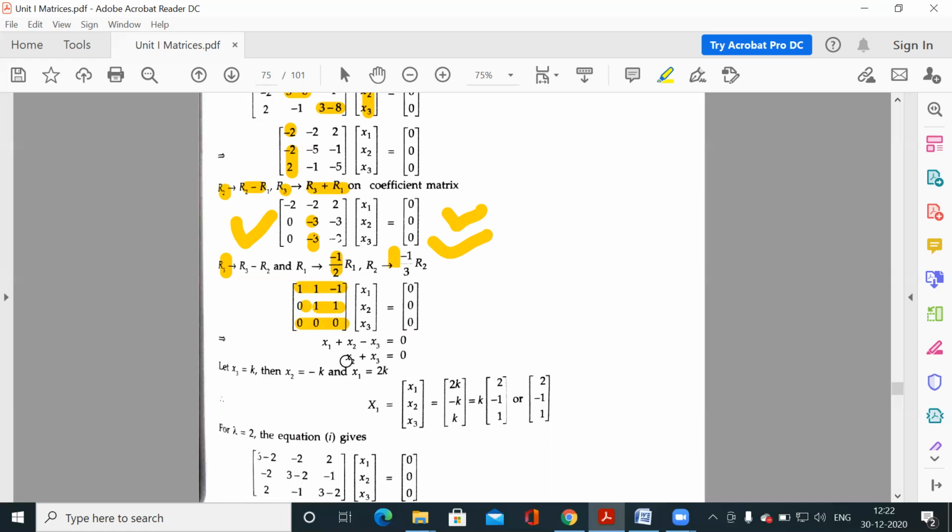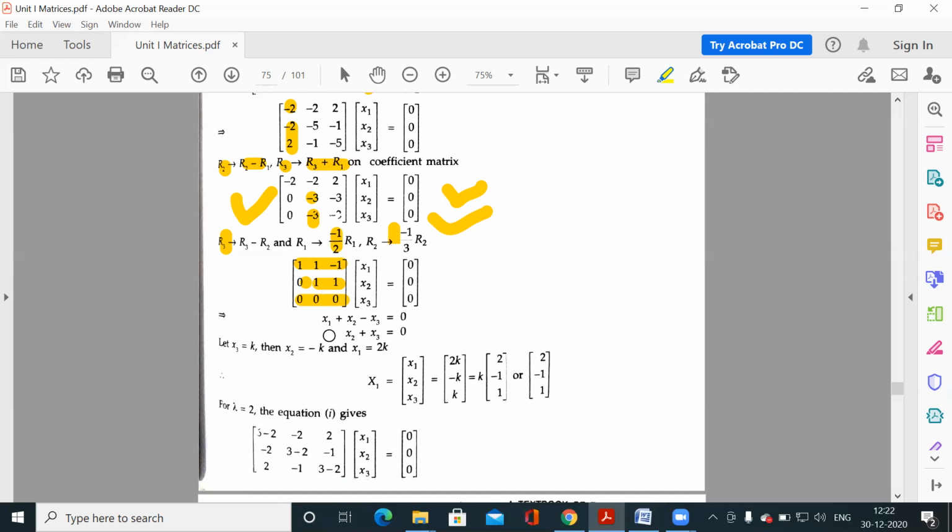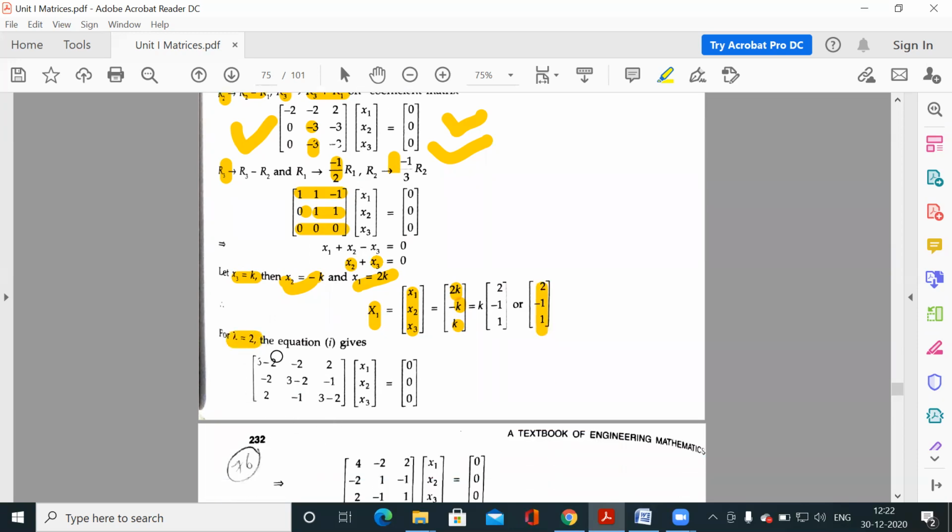So we have two equations: x1 plus x2 minus x3 is equal to 0, and the second equation is x2 plus x3 is equal to 0. Because now we have one independent variable, 3 variables and 2 rank. So one variable is independent, so you make either x2 independent or x3 independent. So suppose x3 is k, so x2 is minus k, and from the first equation x1 is 2k. So this is your first eigenvector: x1 2k, x2 minus k, x3 k. Now we have taken k as 1, so 2, minus 1, 1. This is your eigenvector.